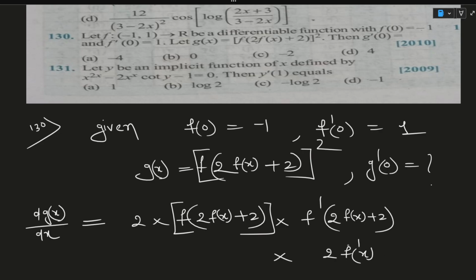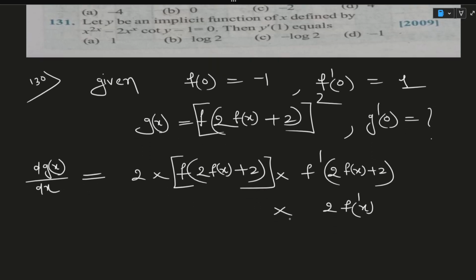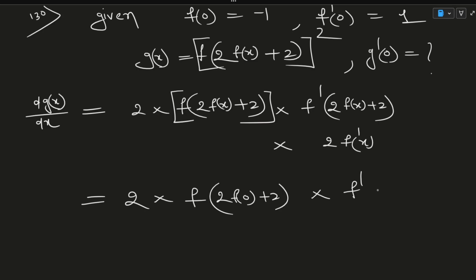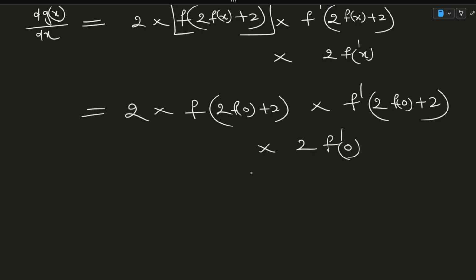Okay, so now we'll just put x equal to 0 here. So it will be 2 into f of 0 plus 2 into f dash of 0 plus 2 into 2 f dash 0. f dash 0 is 1 and f of 0 is -1.